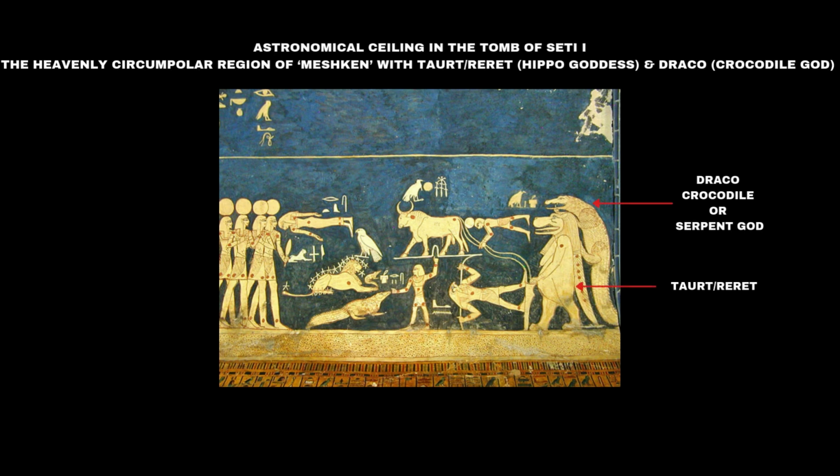In the detail of the astronomical ceiling in the tomb of Seti I, the celestial form of Taret can be seen in the far right. We also see the sacred precinct and the animals that represent various circumpolar constellations, such as the crocodile representing the constellation of Draco.